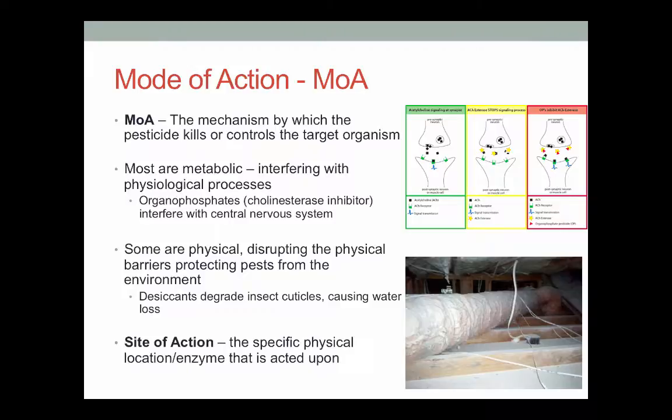All right. And then one slight distinction would be site of action. Site of action is the specific physical location that the pesticide is acting upon. So mode of action would be something like inhibiting cholinesterase, whereas the site of action would be the neuron junction. It's the physical location in which the change happens. Sometimes you'll see distinctions between modes of action and sites of action in resistance control.